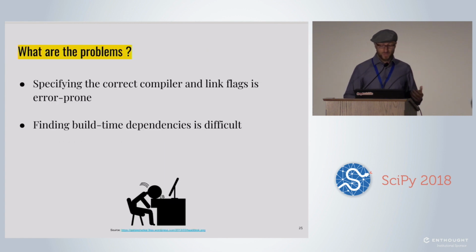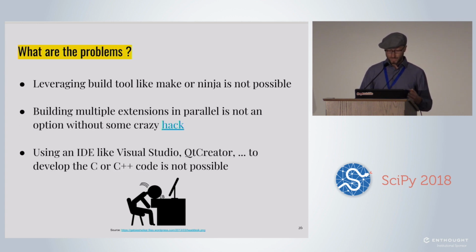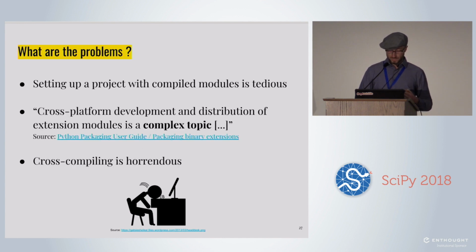What are the problems? Specifying the correct compiler and link flags is error-prone. Finding build-time dependencies is difficult. Leveraging build tools like Make or Ninja is not possible. Building multiple extensions in parallel is not an option. Using your preferred IDE, like Visual Studio, Qt Creator, you name it, to develop C or C++ code is not easily possible. Setting up a project with a compiled module is tedious. Cross-platform development and distribution of extension modules is a complex topic. Cross-compiling is horrendous.